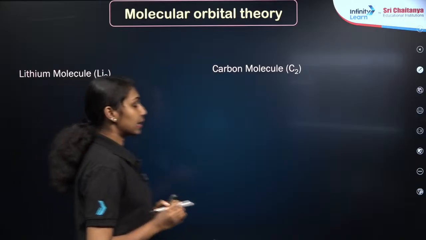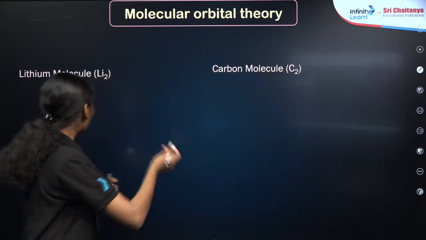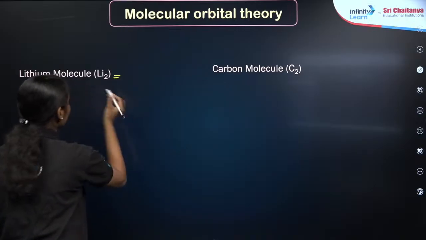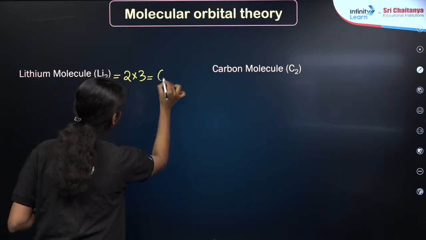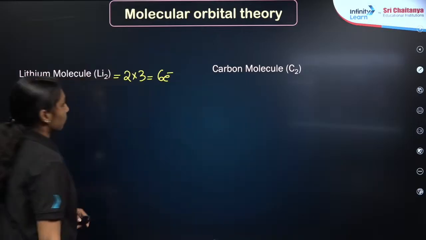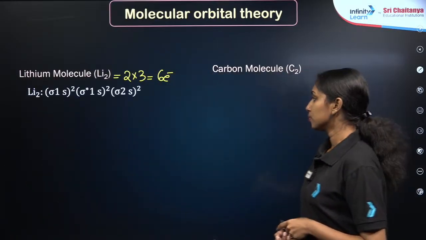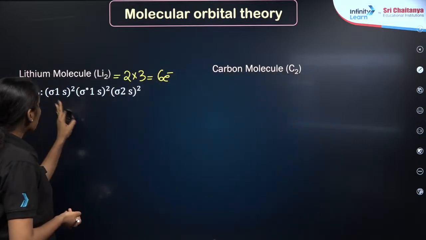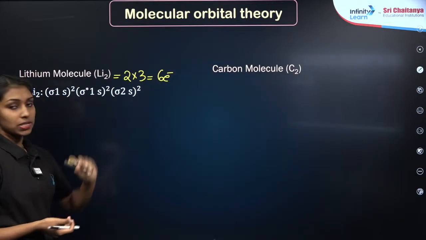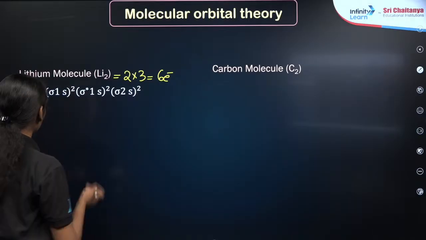There is a next case, that is the lithium molecule. First, find out the number of electrons. One lithium atom contains 3 electrons, right? So for 2 lithium atoms, it will be 2 into 3, 6 electrons. Now write down the electronic configuration: sigma 1s2, sigma star 1s2, sigma 2s2.